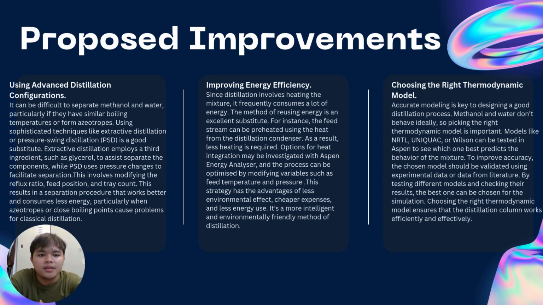Last but not least is choosing the right thermodynamic model. Accurate modeling is key to designing a good distillation process. Methanol and water don't behave ideally, so picking the right thermodynamic model is important. Models like NRTL, UNIQUAC, or Wilson can be tested in Aspen to see which one best predicts the behavior of the mixture. To improve accuracy, the chosen model should be validated using experimental data or data from literature. By testing different models and checking the results, the best one can be chosen from the simulation. Choosing the right thermodynamic model ensures that the distillation column works efficiently and effectively.